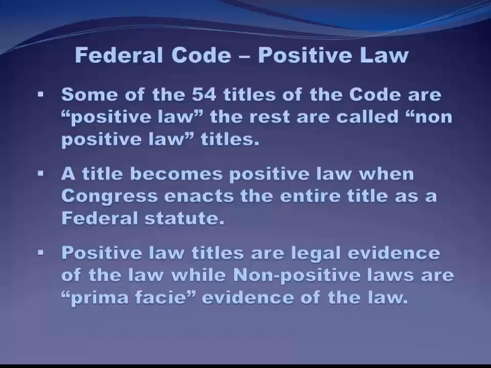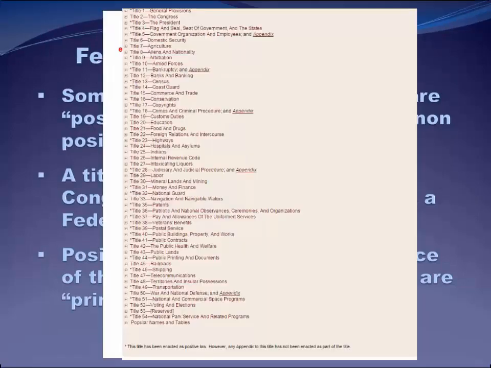If you want to see which laws have been enacted into positive law, you can go on to the Office of the Law Revision Counsel website. That's the organization within the federal government that sort of splits the session laws up and puts them in the code. And here is their website. And there you can see which titles have been enacted into positive law. Those titles have an asterisk next to them.